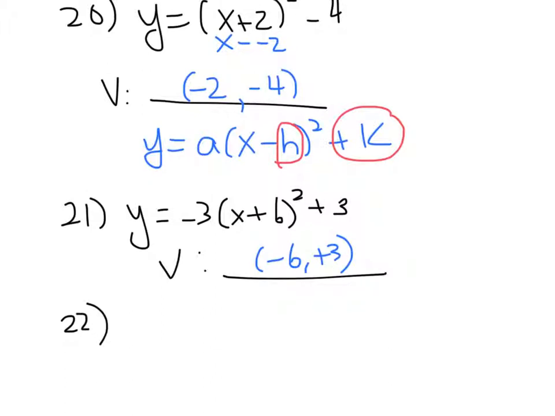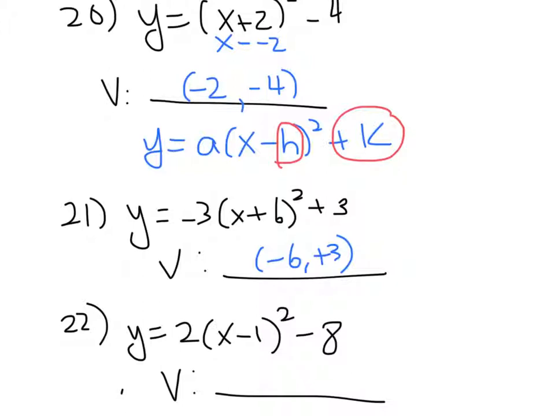Okay? And so your number 22 says y is equal to 2 times (x minus 1) squared minus 8. Okay? So then what is your vertex for this one? Based on what I just told you. Good job, Samantha. It's 1 comma negative 8. And that is your vertex.